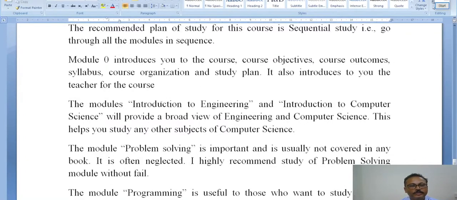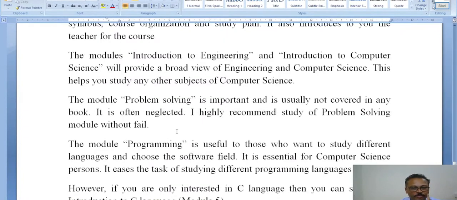If you are not interested in knowing about engineering, if you think you already know why you are given a B.Tech degree, what exactly an engineer is, and how you are different from a technician, then you can skip the introduction to engineering and introduction to computer science. But I definitely recommend you go through problem solving. Please don't miss it. It's the core part. If you don't learn problem solving, you are going to become a typist, not a programmer. If you take the programs from your textbook or the internet and just type them, you are going to become a typist, not a programmer. If you want to become a programmer, solve problems.